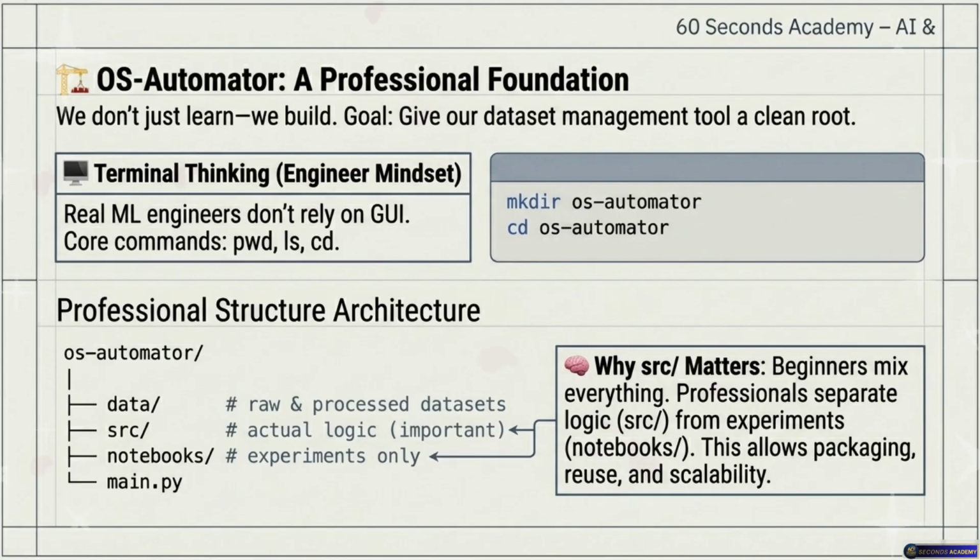Right. It's the difference between doodling on a napkin and drafting an actual architectural blueprint. Exactly. You wouldn't hand a builder a napkin with coffee stains on it. I hope not. So to build this professional structure, we really have to adopt an engineer mindset. And a huge part of that is stepping away from the graphical user interface. We aren't clicking folder icons to make these directories. No, definitely not. Real ML engineers live in the terminal.